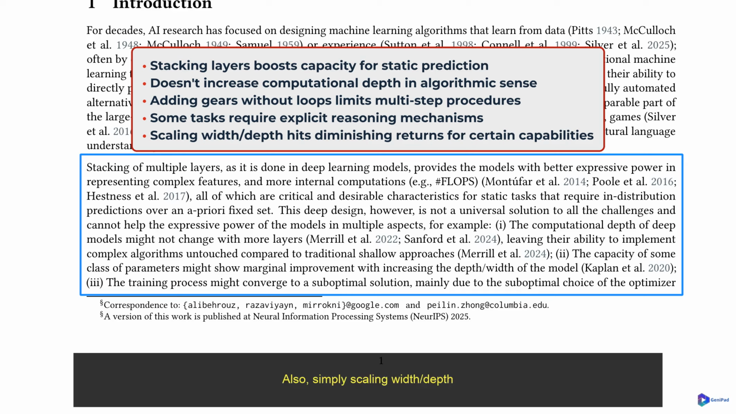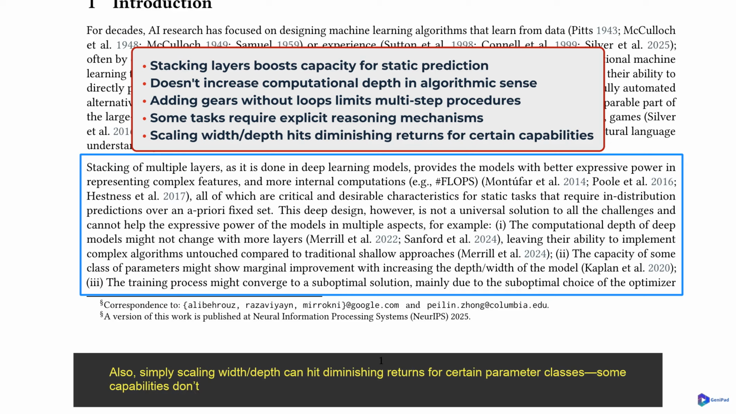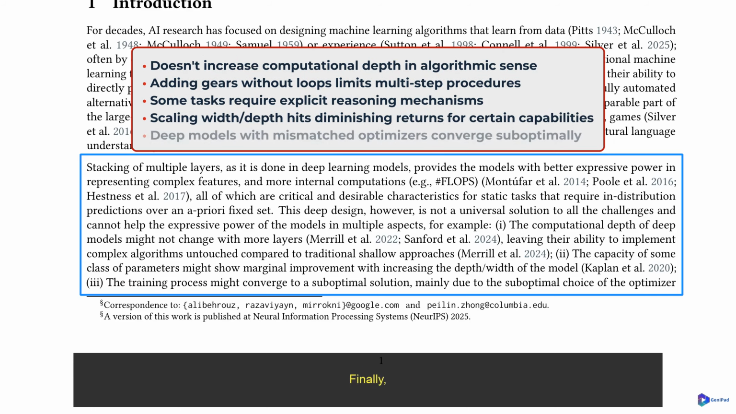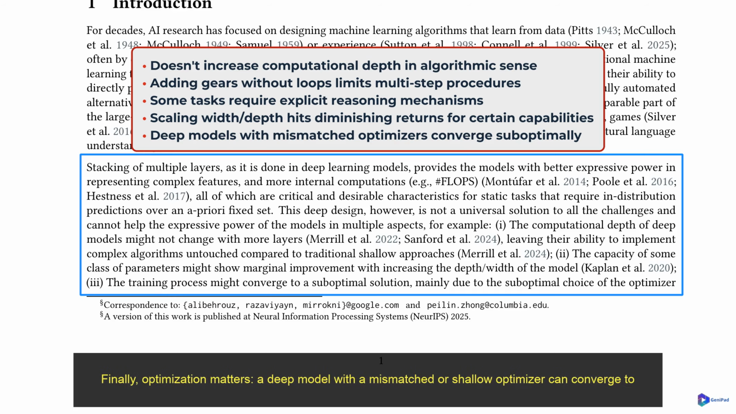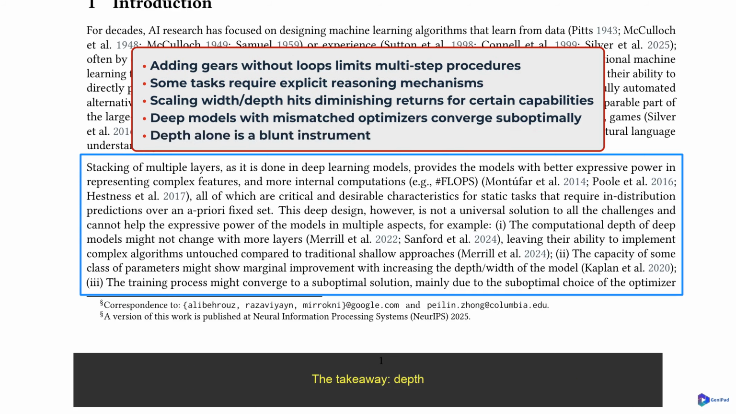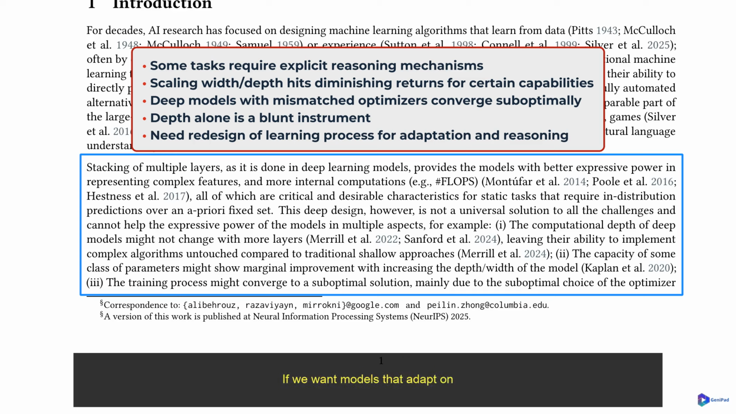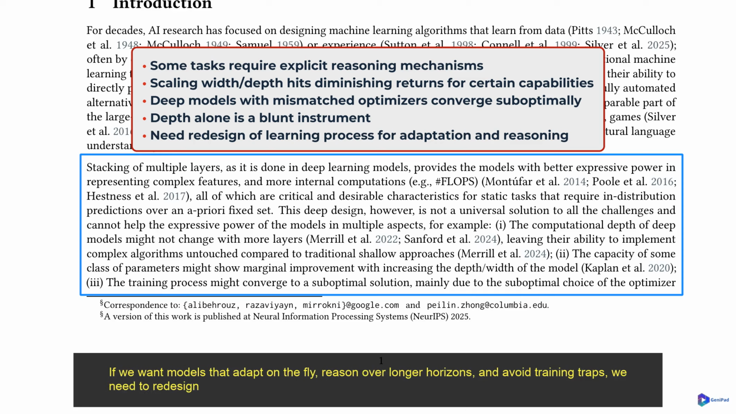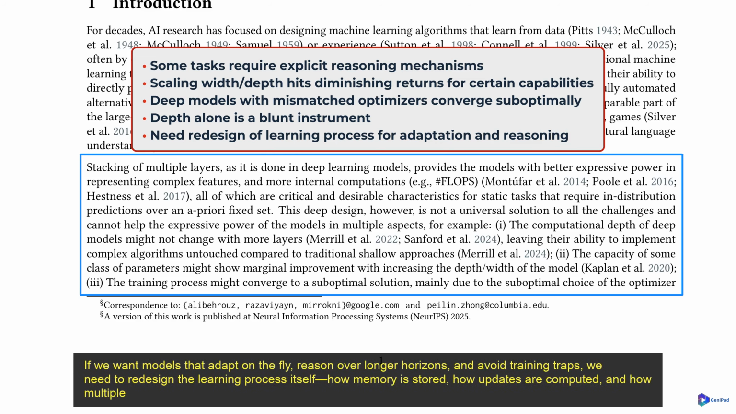Also, simply scaling width and depth can hit diminishing returns for certain parameter classes. Some capabilities don't grow meaningfully just by piling on more neurons. Finally, optimization matters. A deep model with a mismatched or shallow optimizer can converge to suboptimal solutions. The takeaway: depth alone is a blunt instrument. If we want models that adapt on the fly, reason over longer horizons, and avoid training traps, we need to redesign the learning process itself: how memory is stored, how updates are computed, and how multiple learning loops interact.